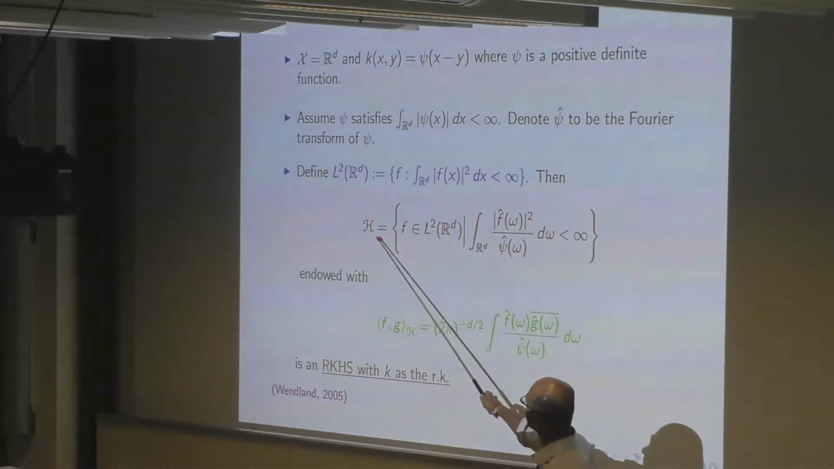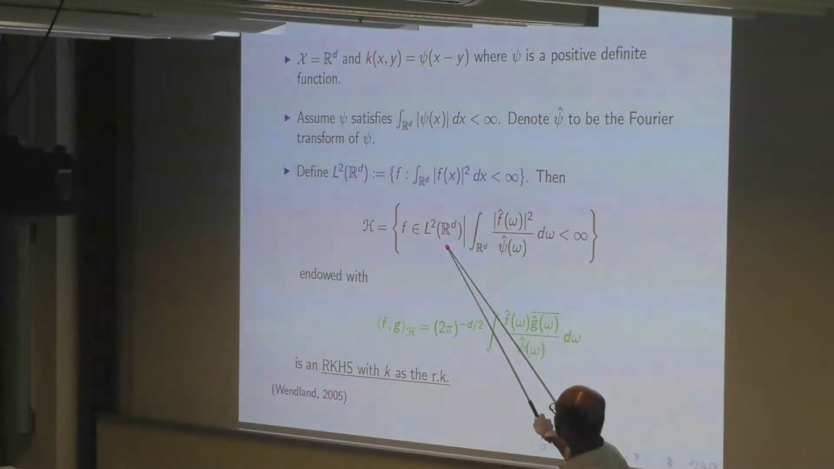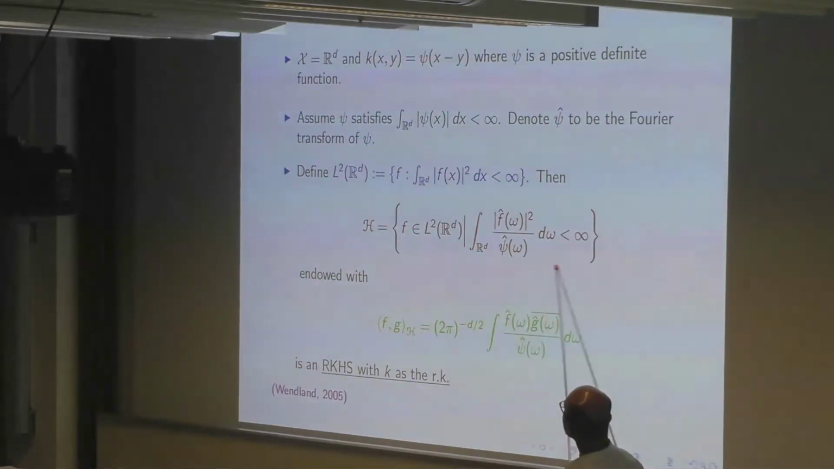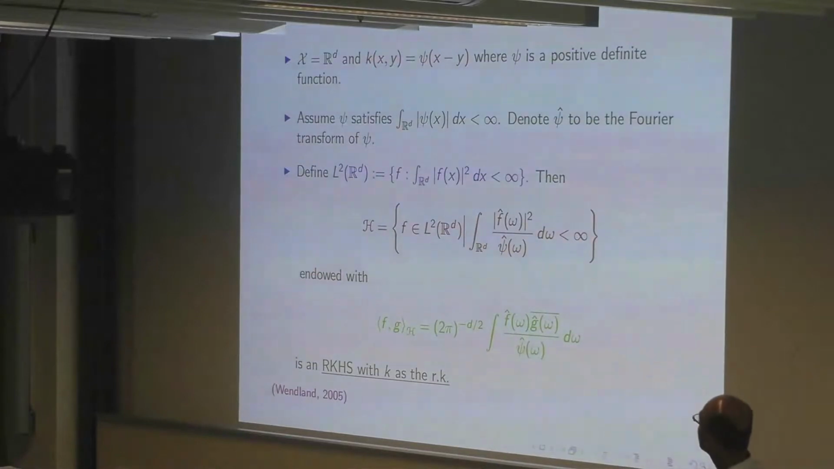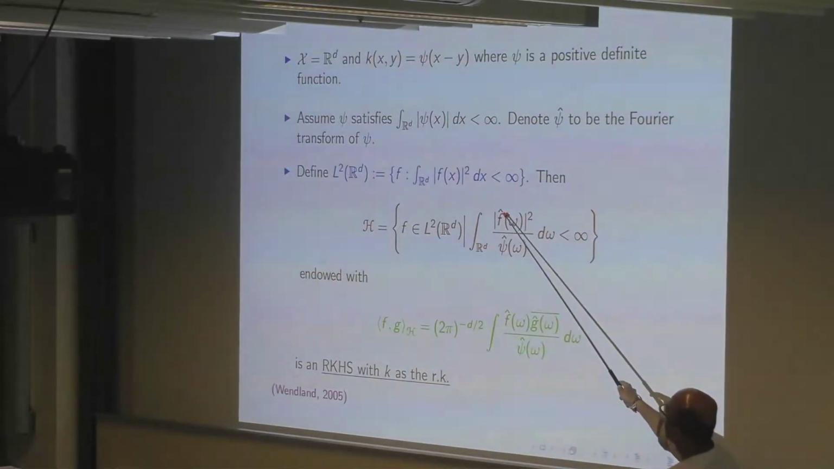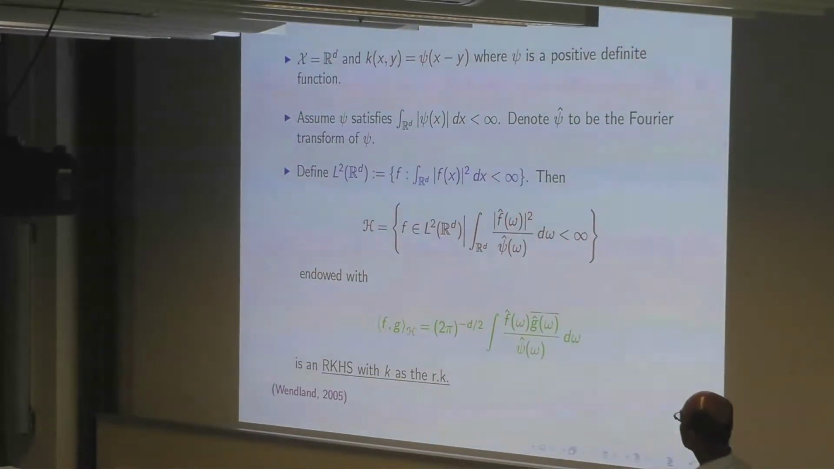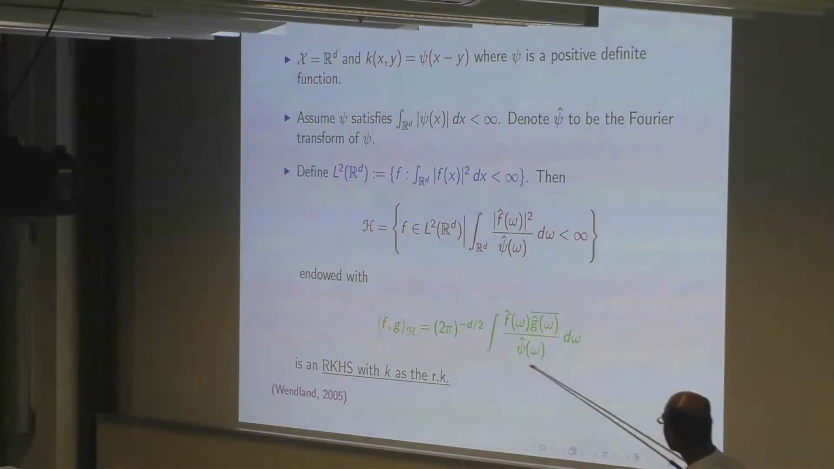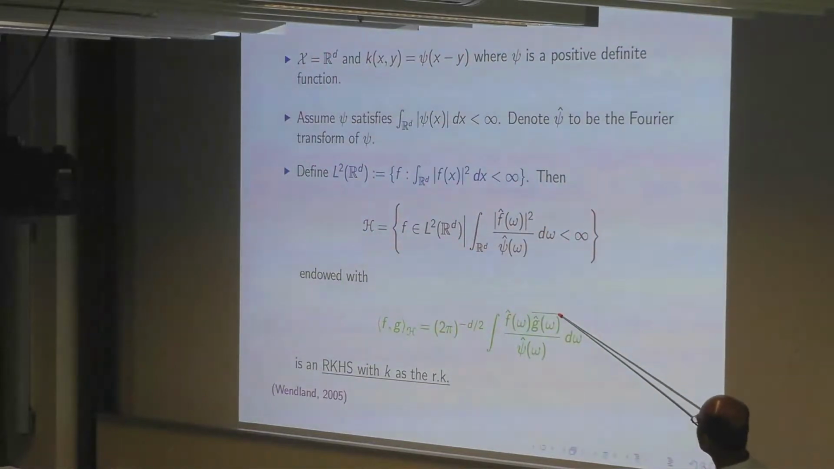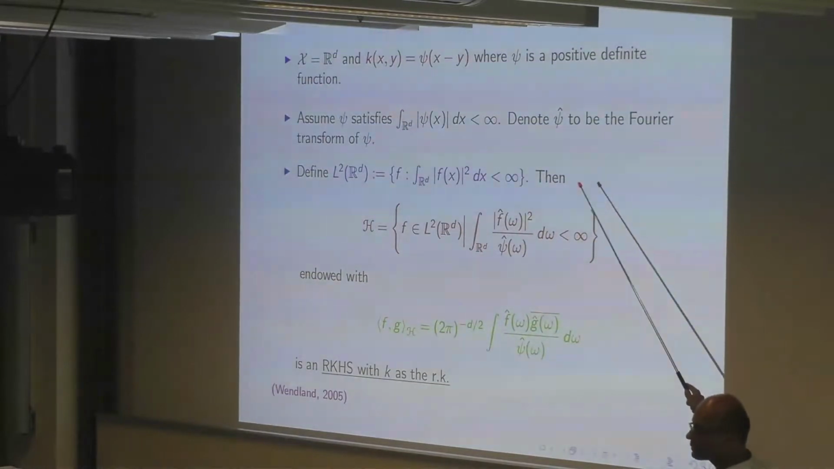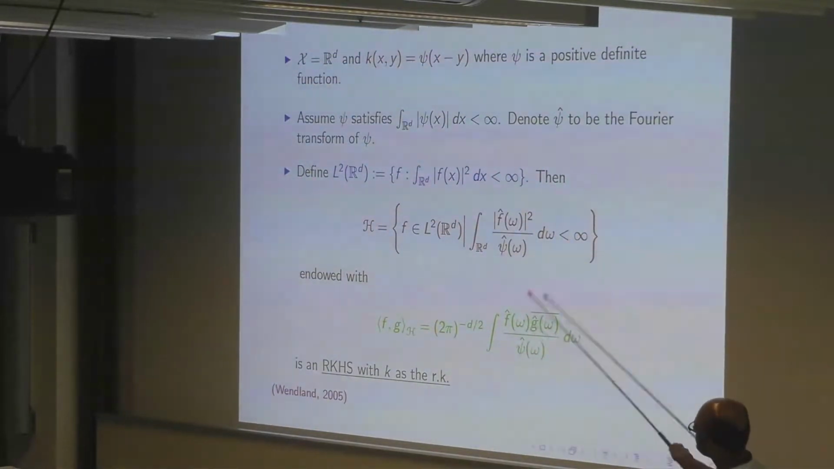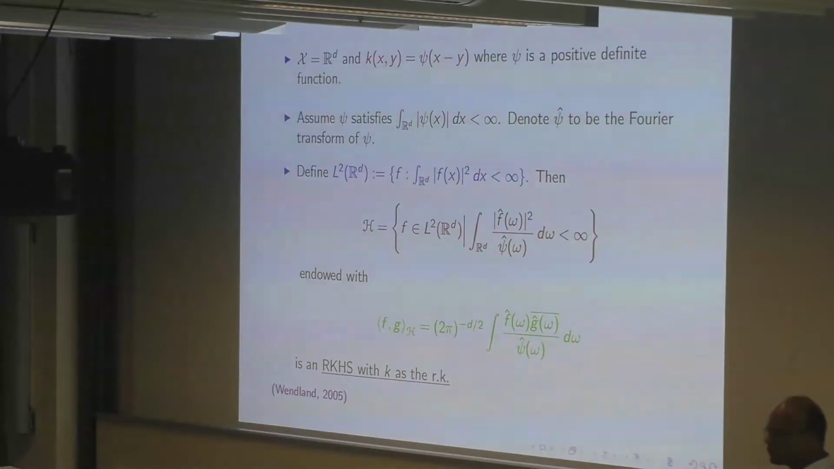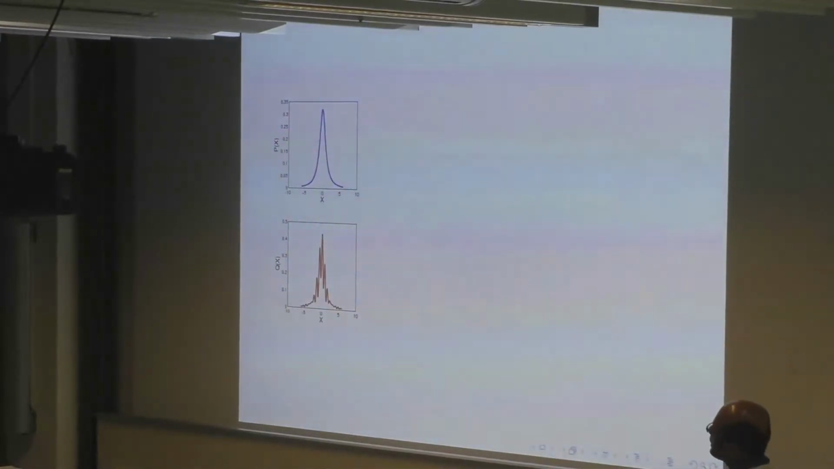Okay, so let us define this Hilbert space H. It is the set of functions in L2 such that this integral is finite. Here f hat denotes the Fourier transform of the function. This Hilbert space is endowed with this inner product, where this line denotes the complex conjugation, because the Fourier transform can be complex. So at this point you'll see what's happening. Let's try to digest this.